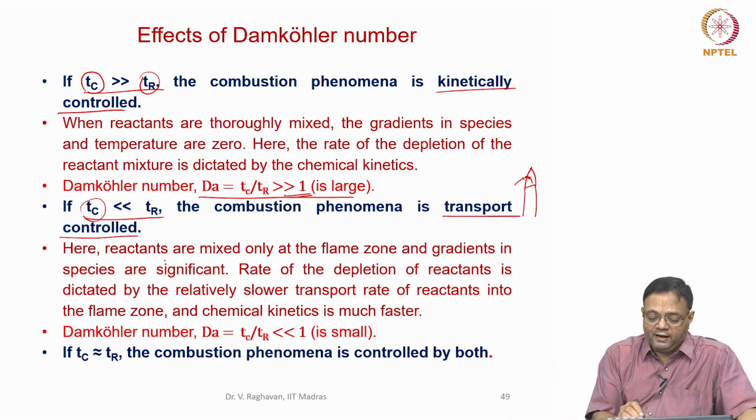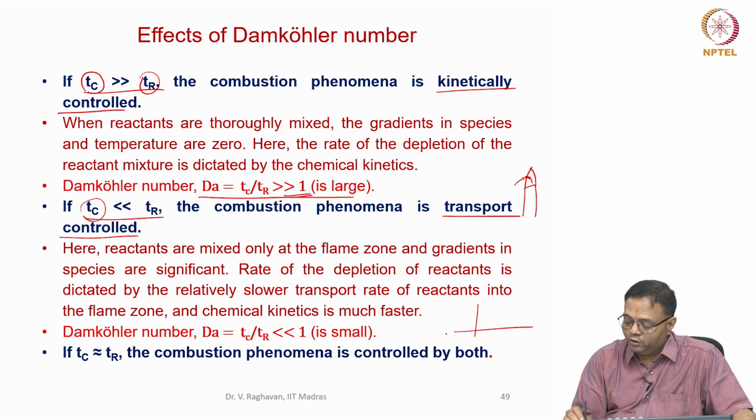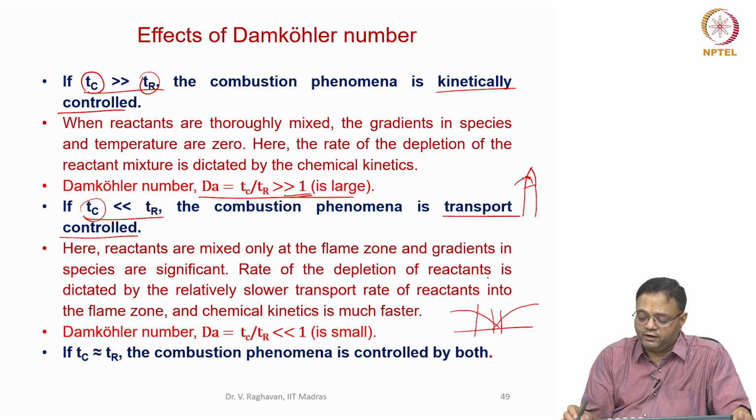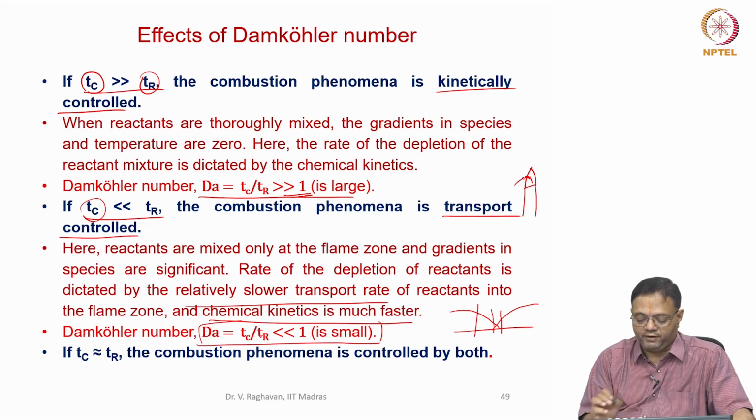So here the reactants are mixed only at the flame zone, and the gradients of species, temperature etc. are very large. Oxygen comes from this side and goes like this, reactant comes from this side and goes like this, and this is the flame zone basically. So the gradients are very large. Here the rate of depletion of the reactants is dictated by the relatively slower transport rate. The chemical kinetics is very fast. So here the Damkohler number, defined as Tc by Tr, is very small.